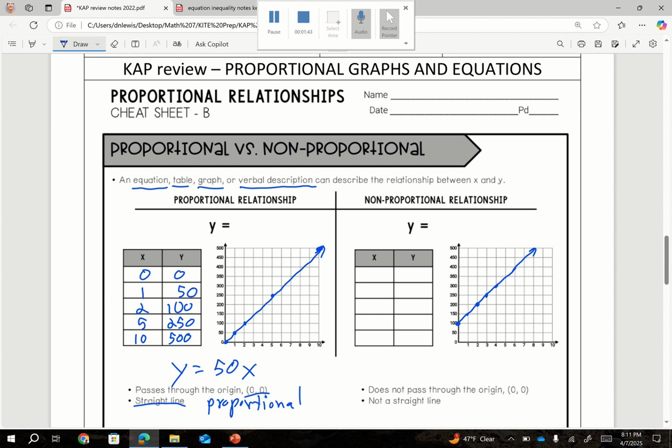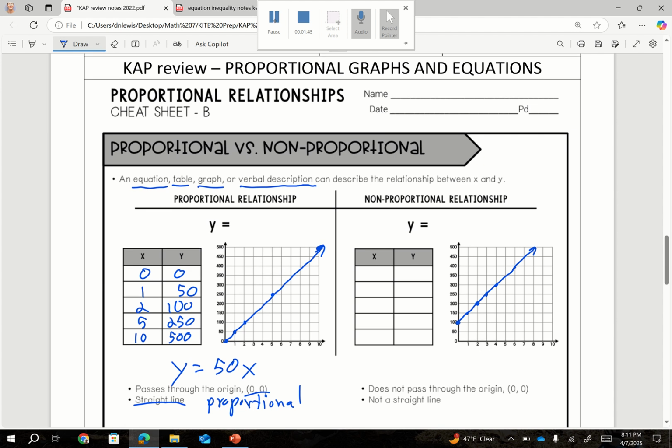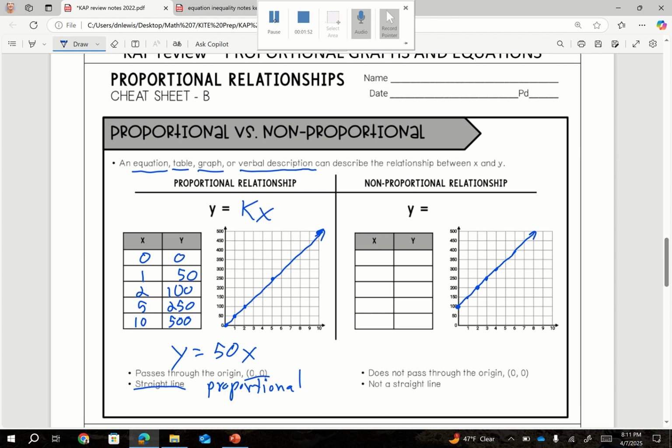So you have a proportional relationship in your equation if you just have y equals your constant times x. Okay? So this means anything we times by 50, like if x was 20, 20 times 50 would be 1,000, and that would be our y.